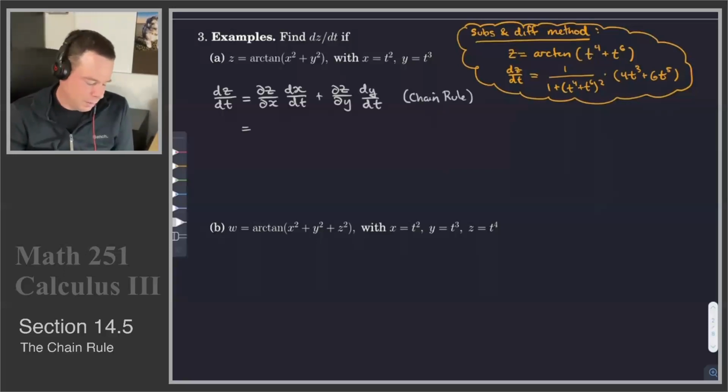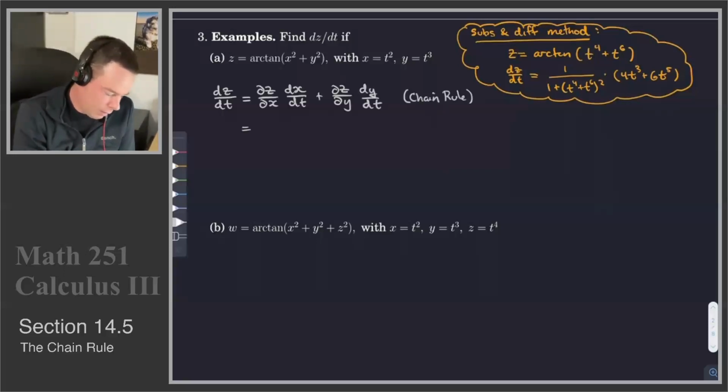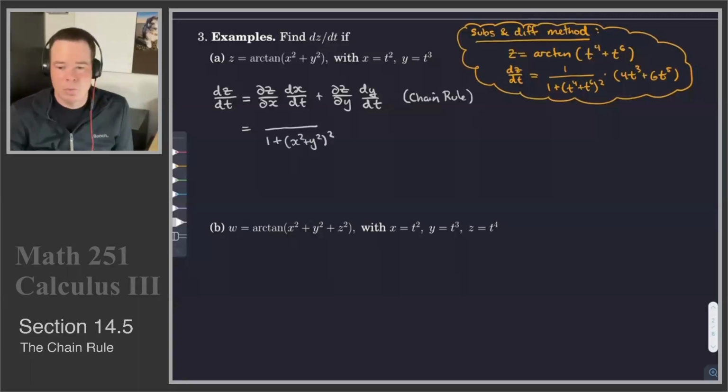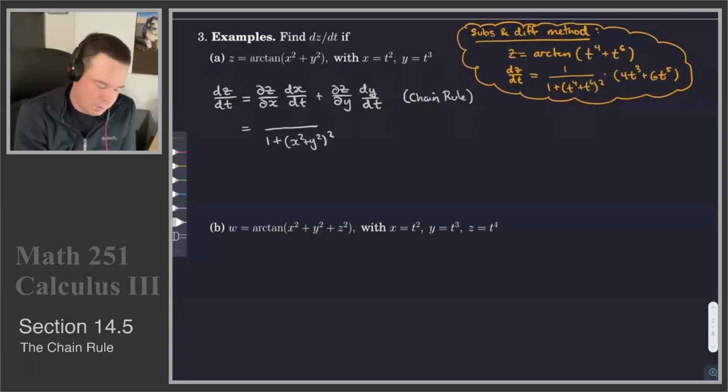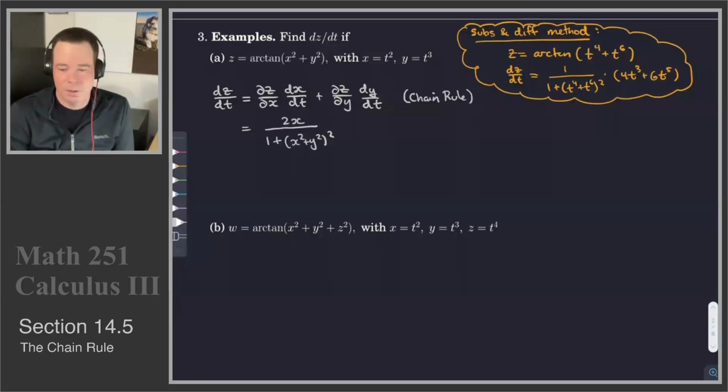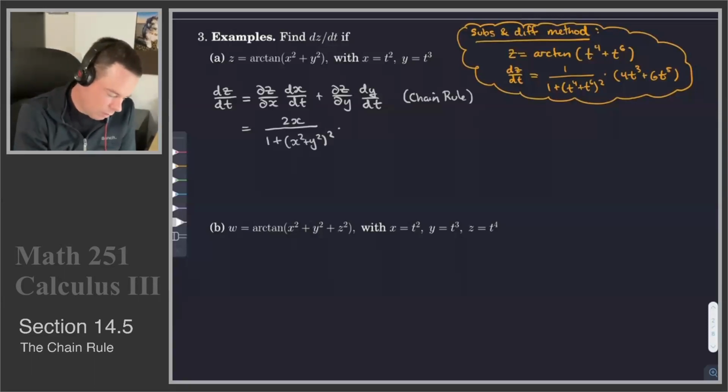So what is the partial derivative of z with respect to x? Well, that would be 1 over, it's arctan, so it's 1 over 1 plus the inside, all squared, times the derivative of the inside function. This is a partial with respect to x, so we're differentiating the inside with respect to x, so that becomes 2x. So that's our partial derivative, and then we multiply by dx/dt, so that's 2t.